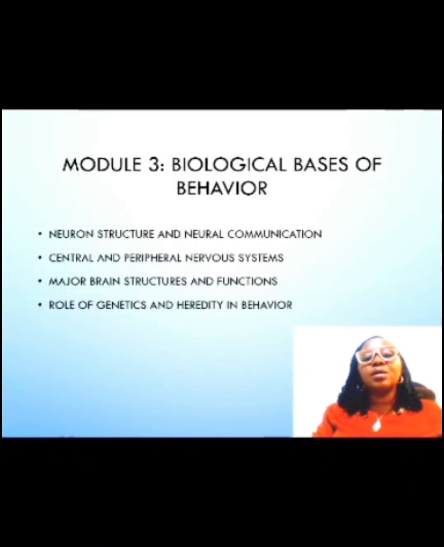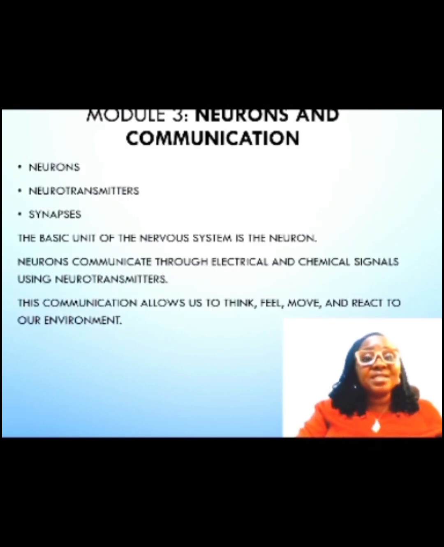Next deals with the biological basis of behavior, where you look at neuron structure and neural communication. You look at the central and peripheral nervous systems, major brain structures and functions, and the role of genetics and heredity. The basic unit of the nervous system is the neuron. Neurons communicate through electrical and chemical signals using neurotransmitters. These communications allow us to think, feel, move, and react to our environment.